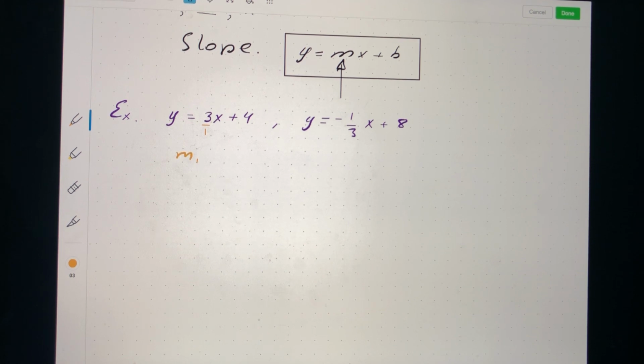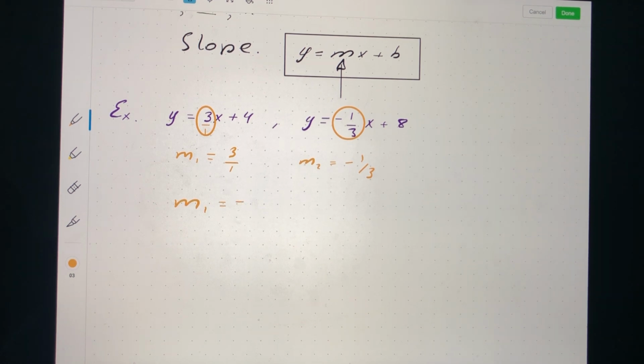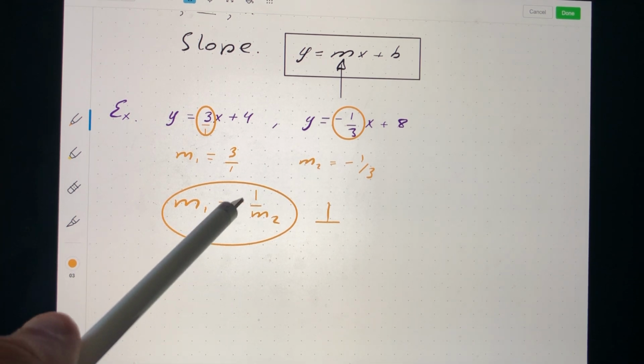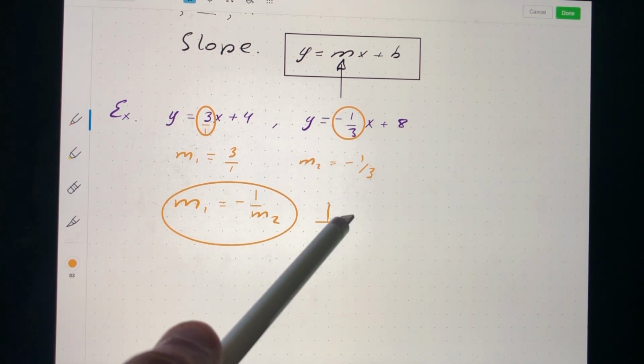So the slope from the first line is 3/1, and the slope from the second line is negative 1/3. Now, we notice that both numbers have opposite signs, and the numbers are reciprocals. They are flips of each other, meaning that the first is the negative reciprocal of the second. When we see that happening, that means that the two lines are perpendicular. So we can say that m1 is the negative reciprocal of m2, which means our two lines are perpendicular.